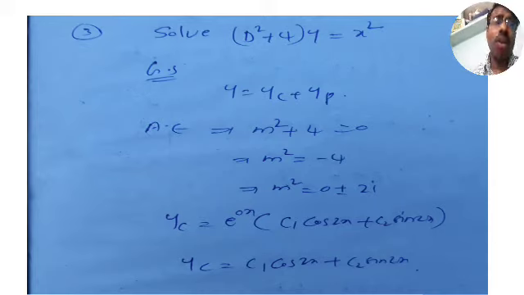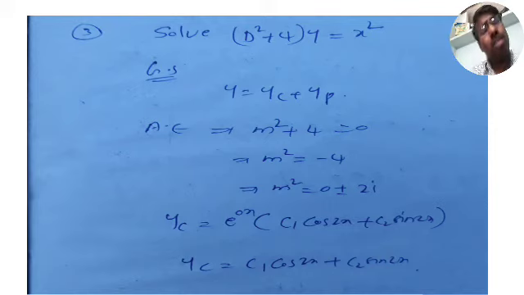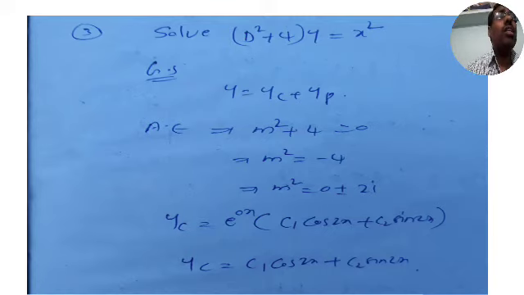You can observe in the first two problems I took right hand side as x. Now I am taking right hand side as x square. That is a change in the type of problem, though it is method 3 only. So right hand side is x square, it is not 0. Once right hand side is not 0, it means it is a non-homogeneous differential equation.